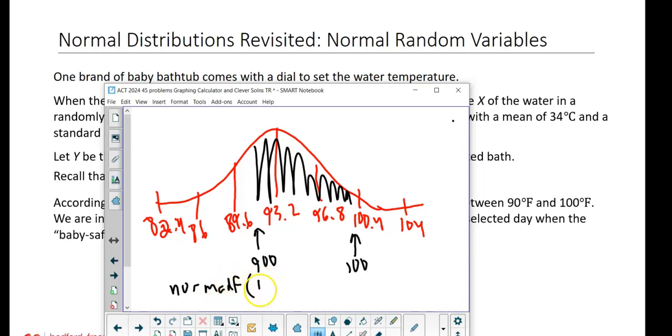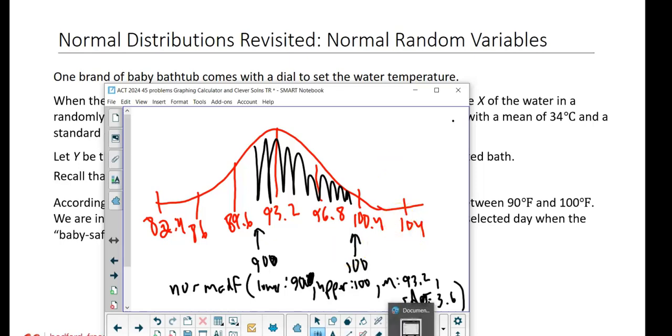I think it's lower. So lower is 90. Upper is 100. Sorry, it's 90. And then mean is 93.2. And standard deviation SD is 3.6, I believe. Sorry, I didn't fit that on the page too well, but that's the kind of work you need to show.